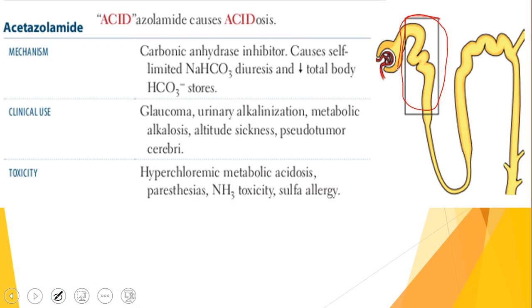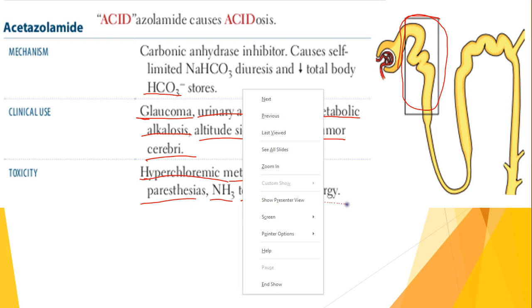Just another illustration of that. Mechanism again, carbonic anhydrase inhibitor causes self-limited sodium bicarbonate diuresis, so you pee it out, and decrease in total body HCO3 stores. What do you use it for? Glaucoma. Remember, it gets rid of some of that fluid back there behind the eye. Also, metabolic alkalosis, altitude sickness, pseudotumor cerebri, urinary alkalinization. Toxicity can be hyperchloremic metabolic acidosis, paresthesias, NH3 toxicity, and sulfa allergy.